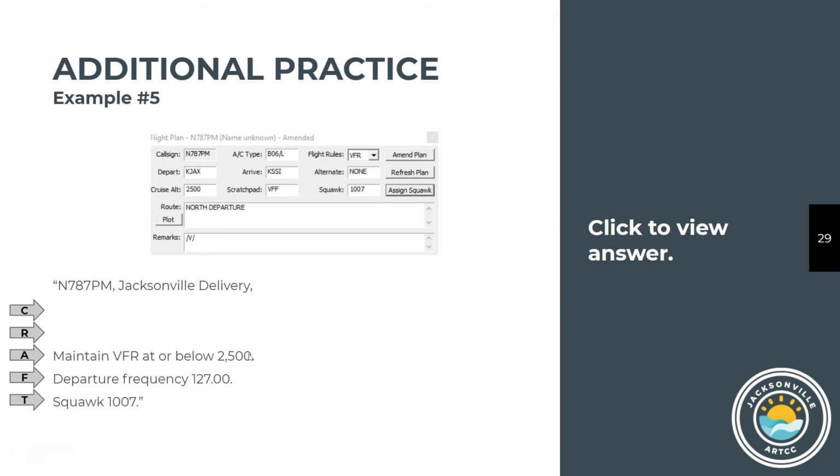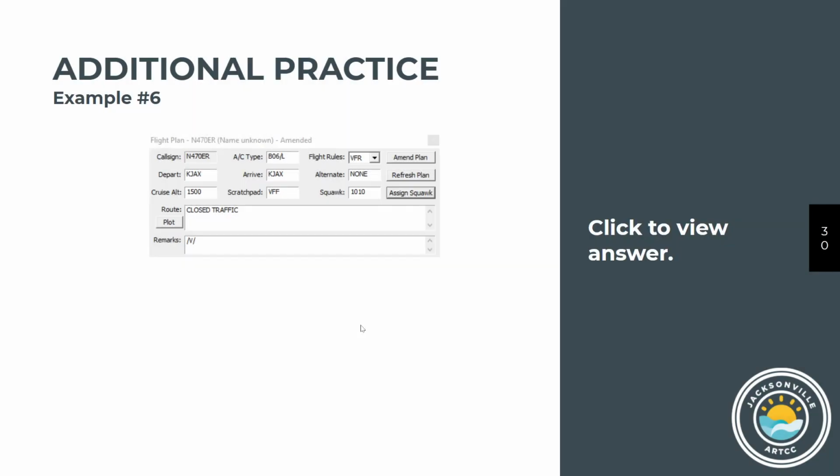And then we give them their altitude at or below 2,500. Anything below 3,000 can be a VFR altitude. You don't necessarily have to follow east or west. Anything below, really 3,500, it doesn't really matter what the direction of flight is. So next one, number 6, is another VFR plan. We'll do another pause. And notice that this one says closed traffic.